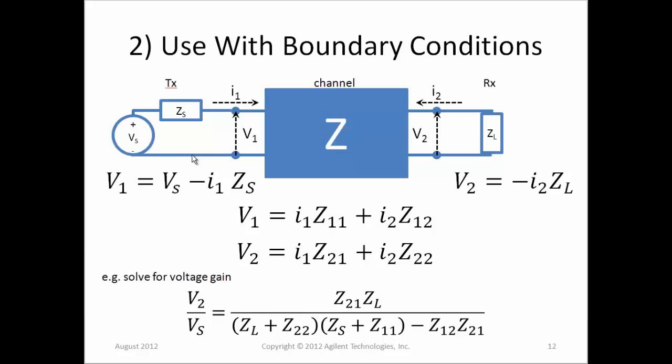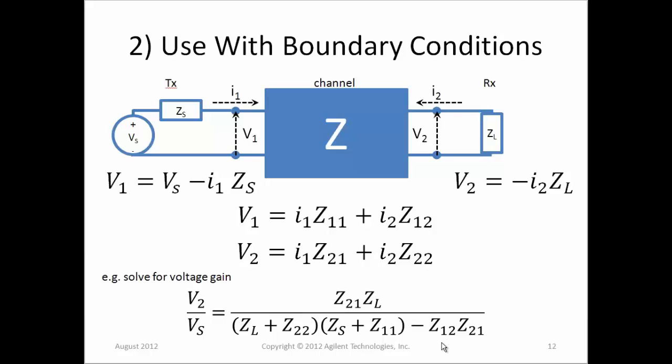We need two more equations to solve the system, and these are going to come from the source and the load. The source equation is the same we had before with the terminator. It's just the source voltage less the voltage drop across the output impedance. And the load equation is even simpler because there's no voltage driver. It's just Ohm's law across the load impedance. So now we have four equations and four unknowns, and we can solve for voltage gain. We can find the voltage gain of this channel, V2 divided by Vs, and if you plug in the algebra, it comes out to this fairly simple equation here.